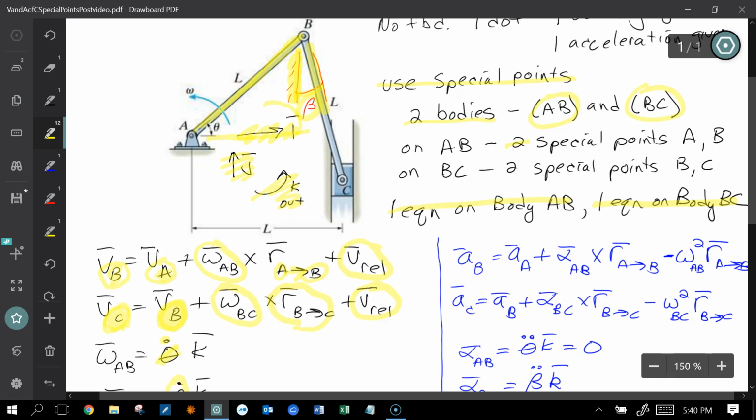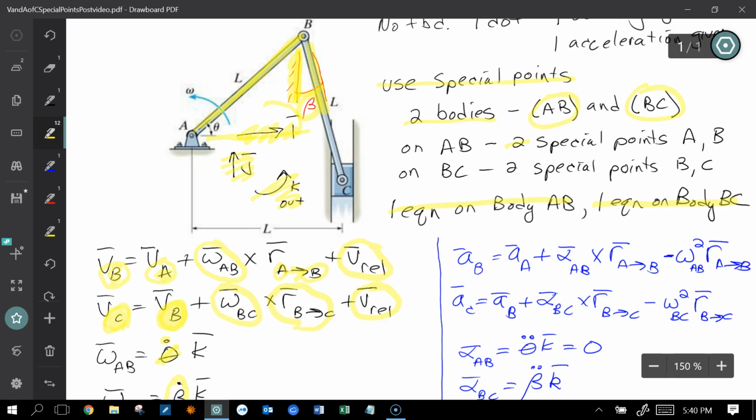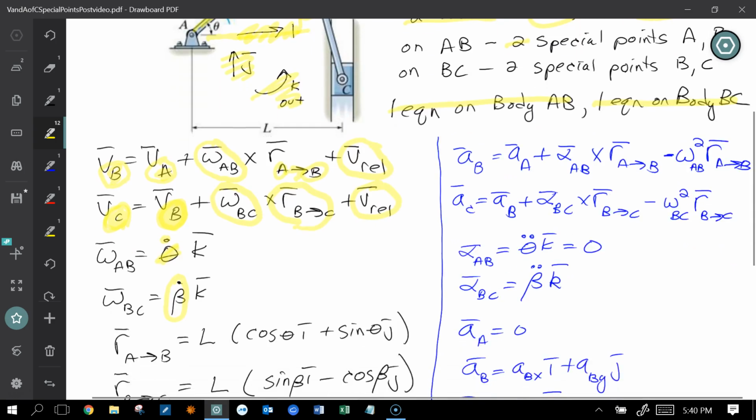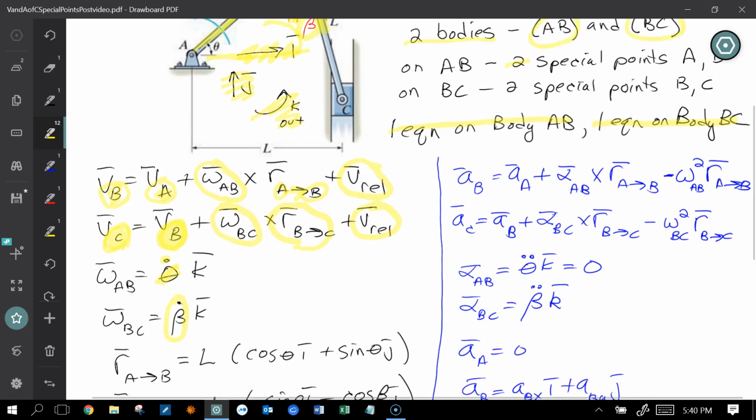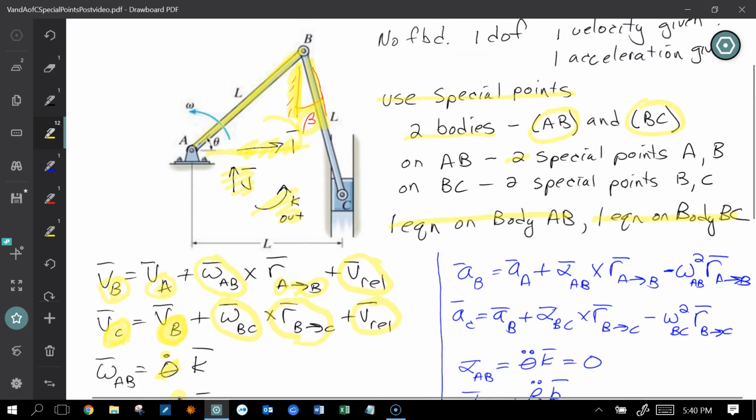Curl the fingers of your right hand in the counterclockwise direction. Your thumb will point out of the page. Out of the page is K. So the omega BC is also a plus beta dot K. Now let's get the R vectors. One vector goes from A to B.